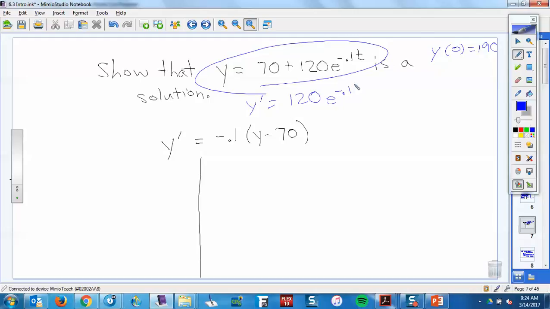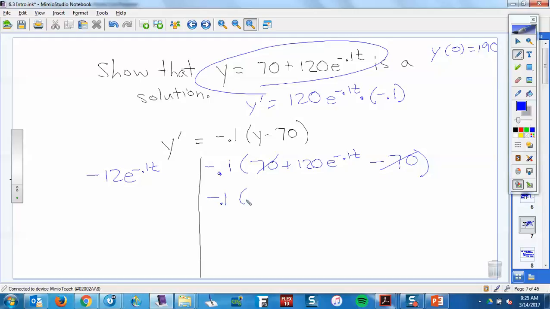e to the negative 0.1t is its own derivative times, you kick out a negative 0.1, right? If you take negative 0.1 times 120, you get negative 12 e to the negative 0.1t. That would be your y prime, right? What do we get on this side? We get negative 0.1 times our y, which was 70 plus 120 e to the negative 0.1t, and then minus 70, right? Oh, look what happens. The 70s will cancel. We get negative 0.1 times 120 e to the negative 0.1t. Sure enough, when we multiply that, we get negative 12 e to the negative 0.1t, and that checks.